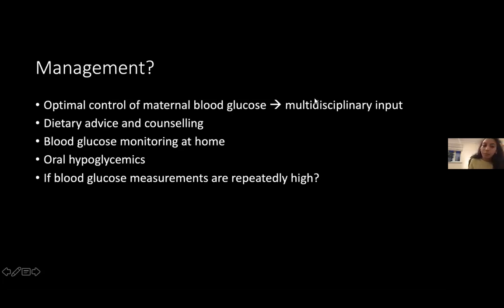And so this is the management. We need to tell her about how to control her blood glucose with the multidisciplinary team. So like we talked about, the doctor and the diabetes nurse specialist and the dietitian. We can talk to her about some dietary advice and some counseling there. We can show her how to monitor her blood glucose at home and maybe some oral hypoglycemics. And then if they're repeatedly high, what do we do there?